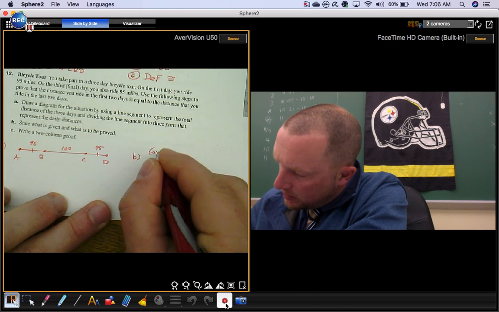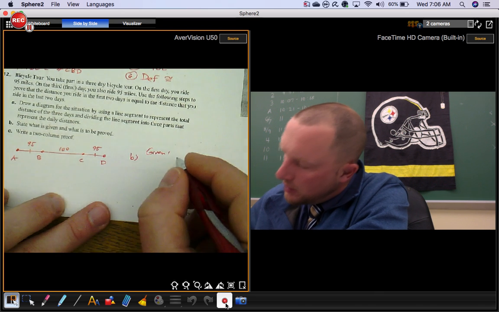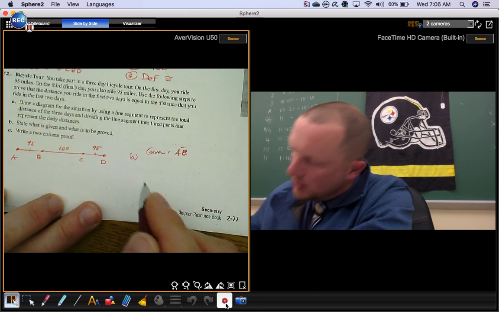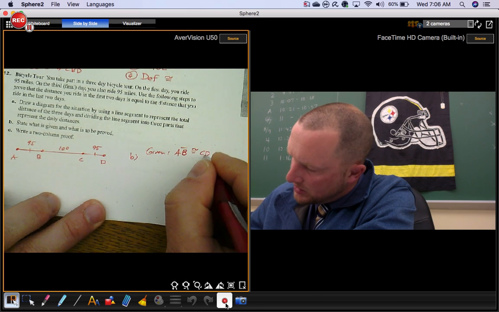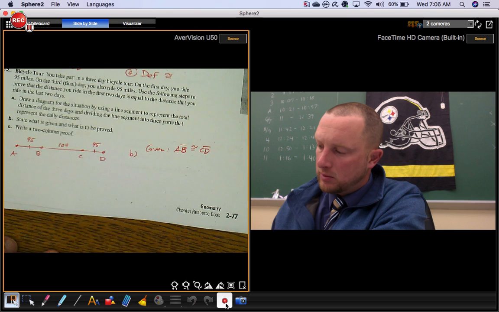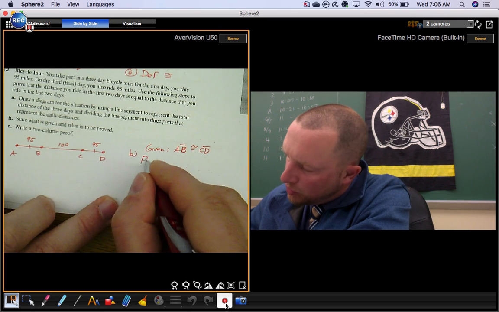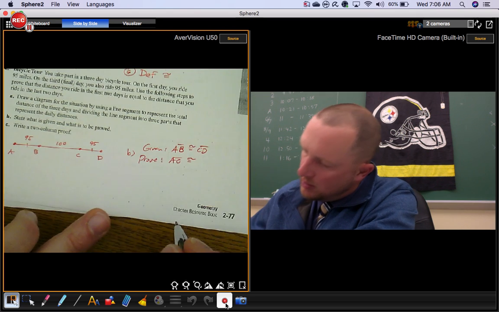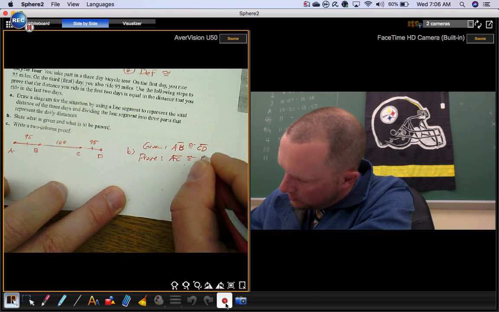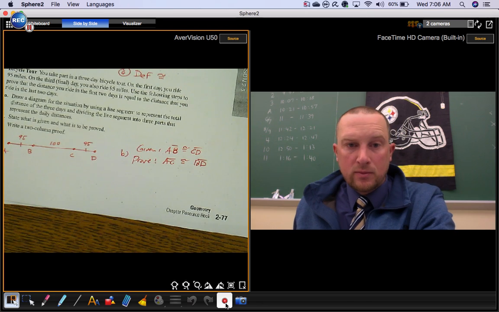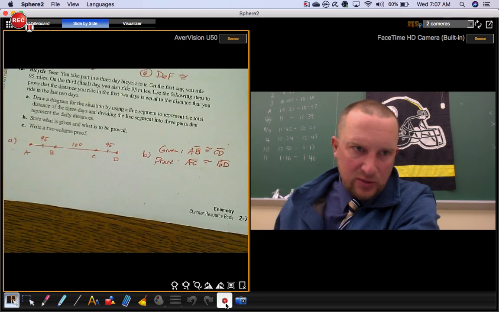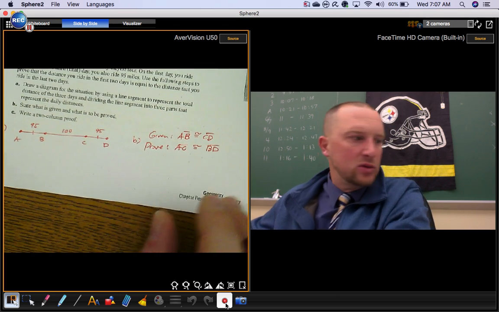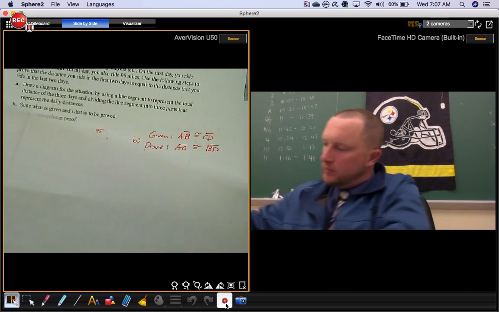State what is given. Segment AB is congruent to segment CD. That's what's given. What do you need to prove? You need to prove that segment AC is congruent to segment BD. Part C says write a 2-column proof for that. Well, I'm going to do it here.